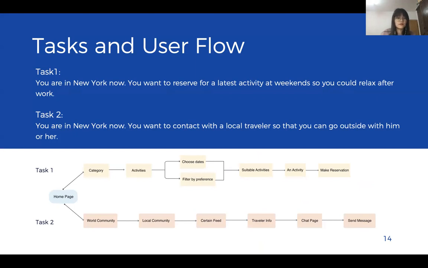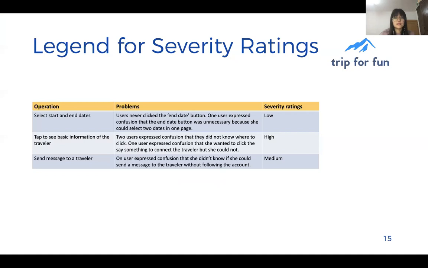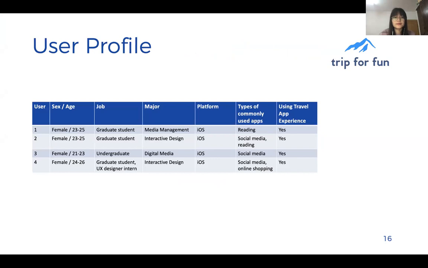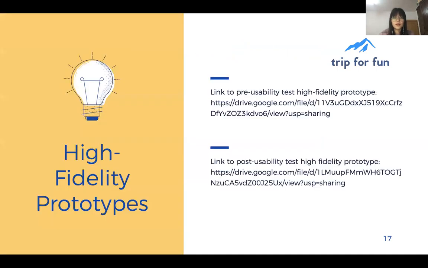Here is a user flow I made to understand how users will complete these tasks. And here's the legend for severity ratings. From users' operations, I have found some problems and show the ratings from low to high. Here's a user profile that I interviewed for users from the target group, and here is their basic information. And here are links to my prototypes, both tested and final versions.